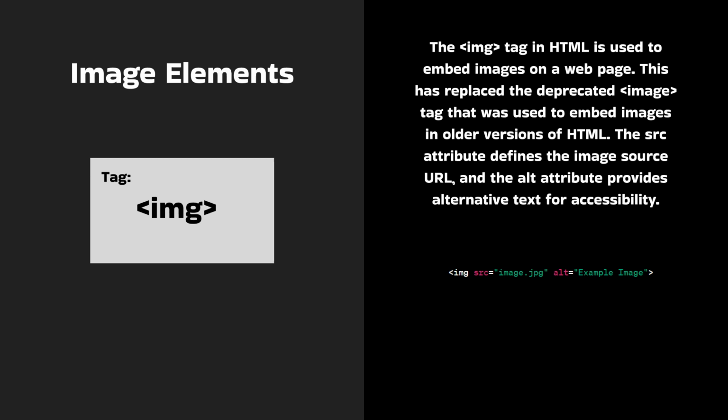Image elements. The img tag in HTML is used to embed images on a web page. This has replaced the deprecated image tag that was used to embed images in older versions of HTML. The src attribute defines the image source URL, and the alt attribute provides alternative text for accessibility.